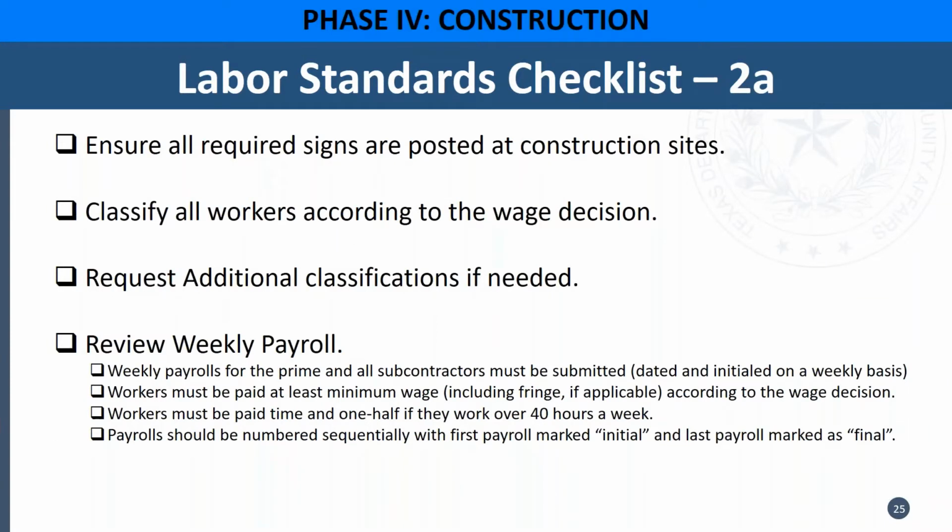Here's the checklist for the phase 4 construction. Ensure all required signs are posted at construction sites. Classify all workers according to the wage decision. Request additional classifications if needed, and review the weekly payroll, and make sure you follow the 4 bullet points for that particular bullet point of weekly payroll. Next slide.